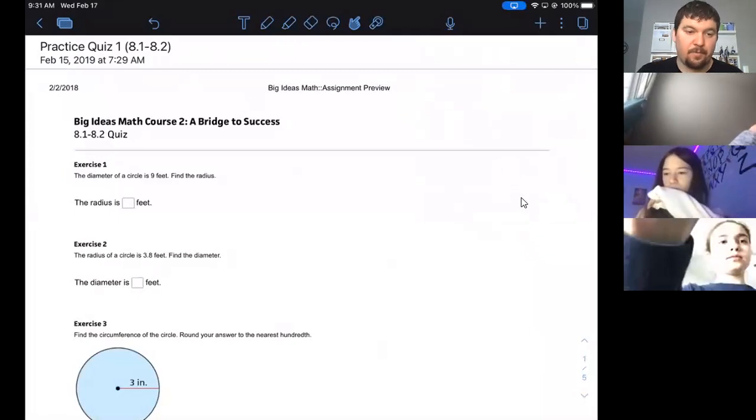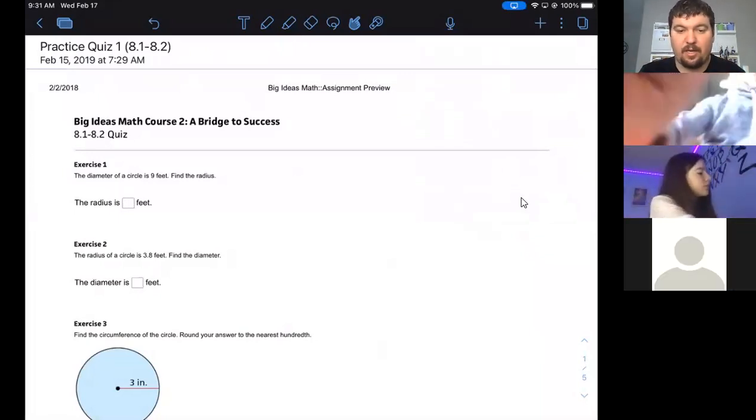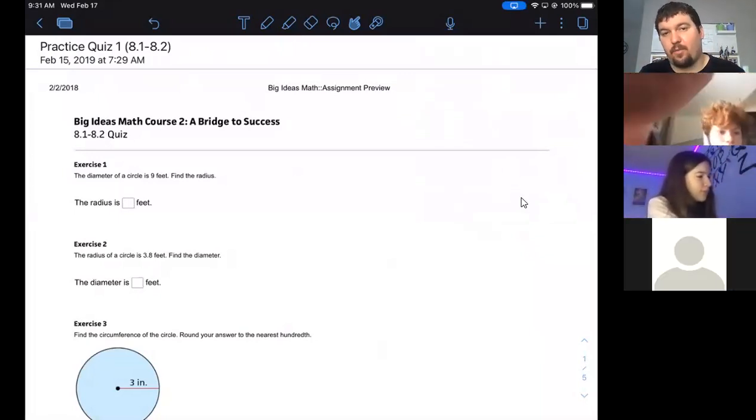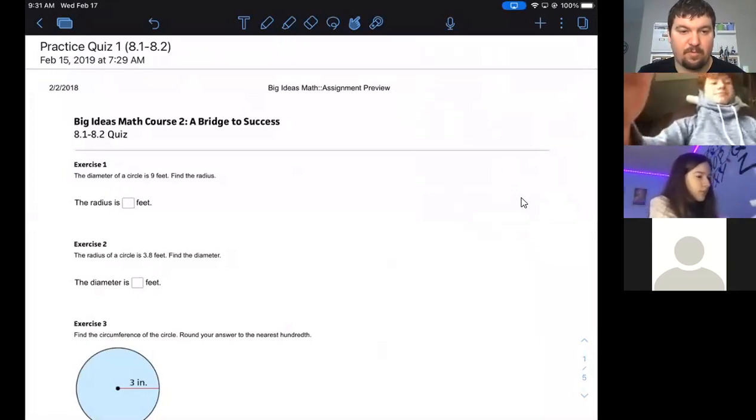What you will need to do is write this all down on pencil and paper, because you're going to get points for obviously doing the practice quiz online. But just like every other homework, you're going to get points for turning in your work paper as well. So we got to make sure we have a work paper.